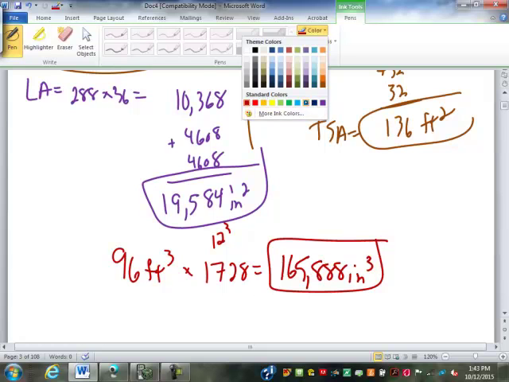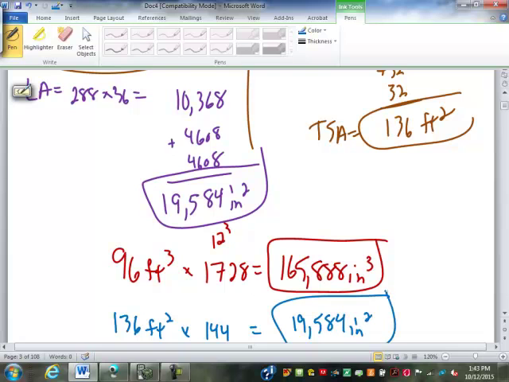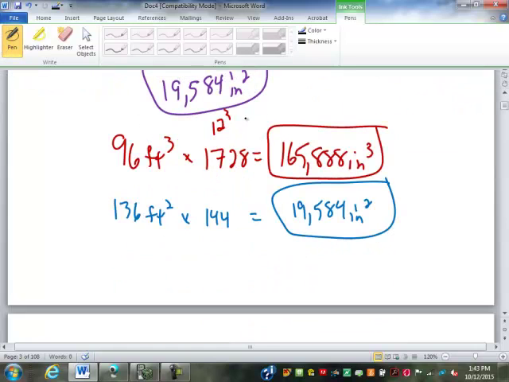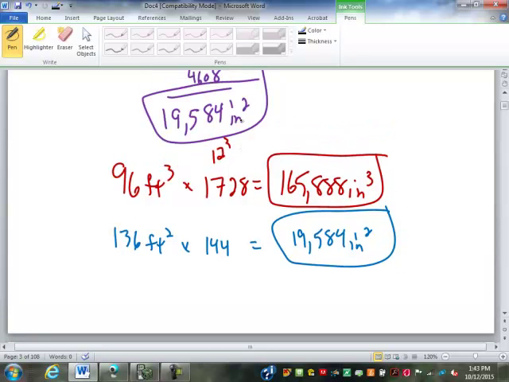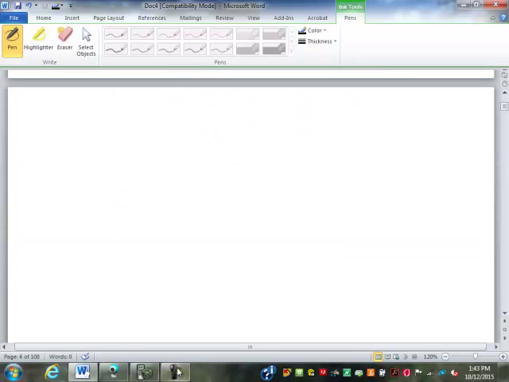If we were converting the surface area, however, of 136 square feet, what would we multiply by? 144, which does give us the 19,584 square inches. So in our standard system, if we're converting volumes, we have to make sure we're using that cubed conversion factor. For converting areas, we have to make sure we use the squared conversion factor.